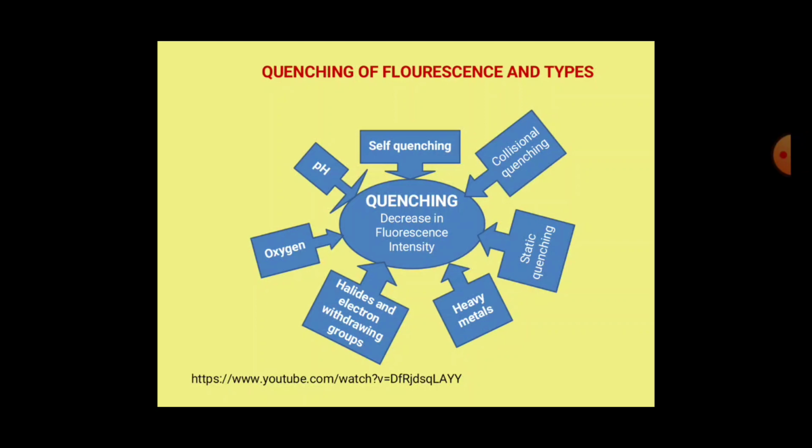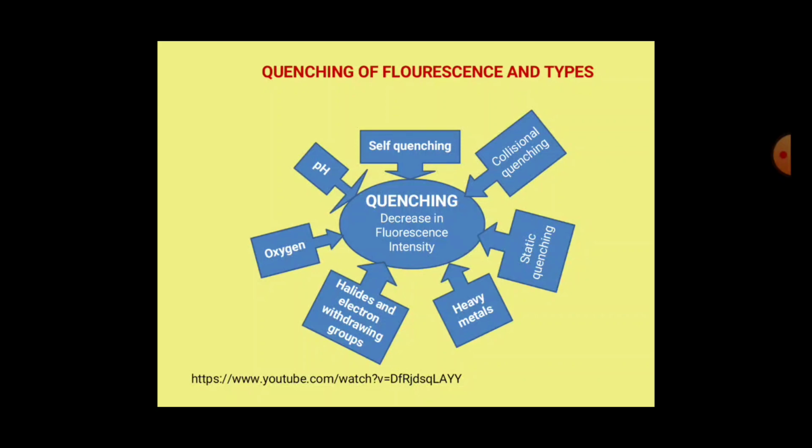Next, oxygen. Presence of oxygen leads to quenching. Why? Because oxygen converts the fluorescent molecule to a non-fluorescent molecule, and also because of its paramagnetic property, it will decrease the fluorescence intensity. Halides and electron withdrawing groups also decrease the fluorescence intensity. Heavy metals. Presence of heavy metals also leads to quenching because of collisions and triplet ground state.